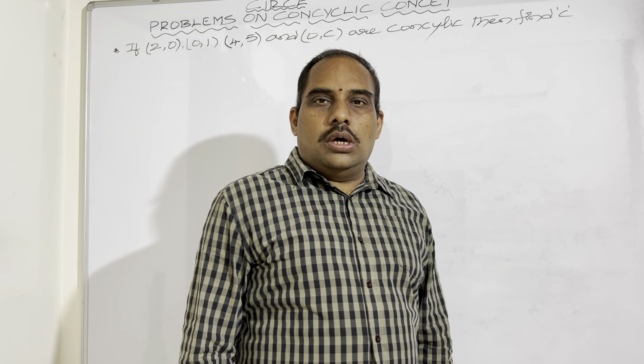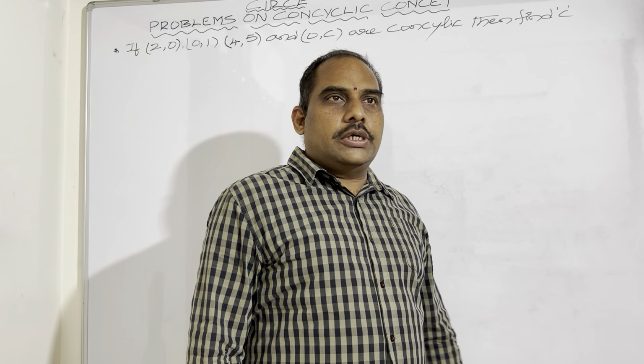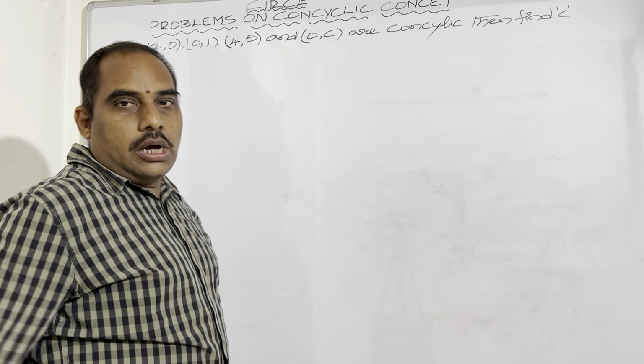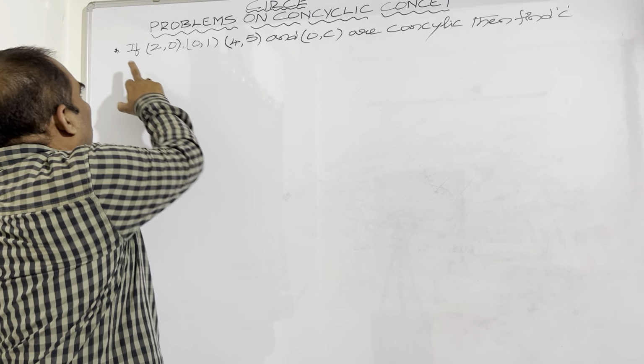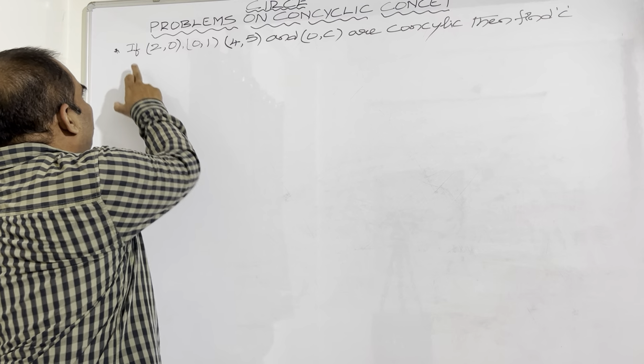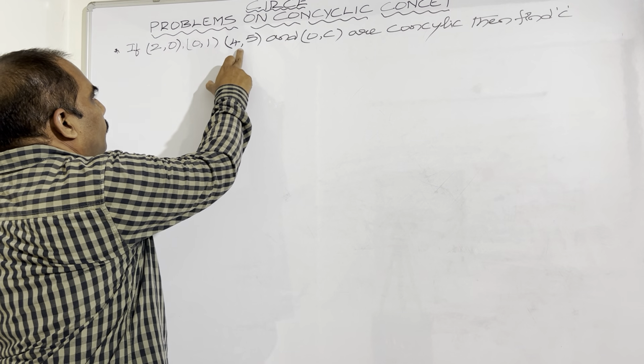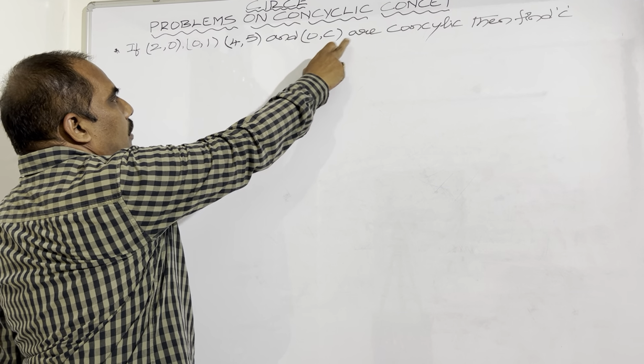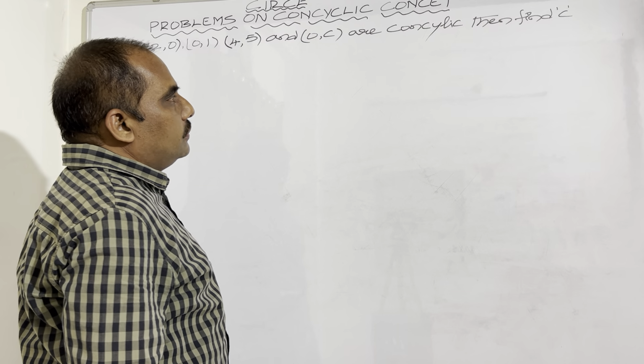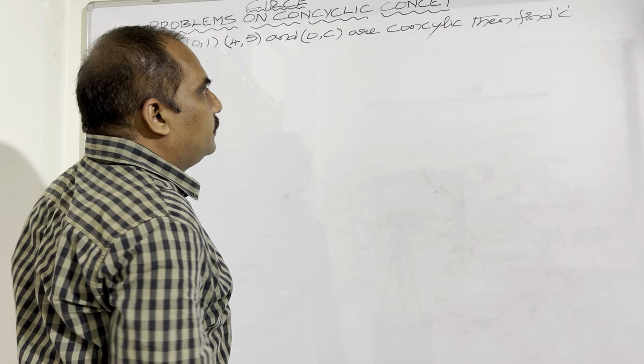In this video, today we are going to discuss circles. In this chapter, problems on the concyclic concept. So here is the problem: if (2, 0), (0, 1), (4, 5) and (0, c) are concyclic, then find c.